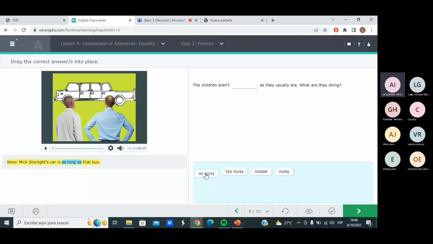We are going to choose this one and we are going to check it out if it is correct or not. Yeah, that's correct. Very good. The children aren't as noisy as they usually are. What are they doing?